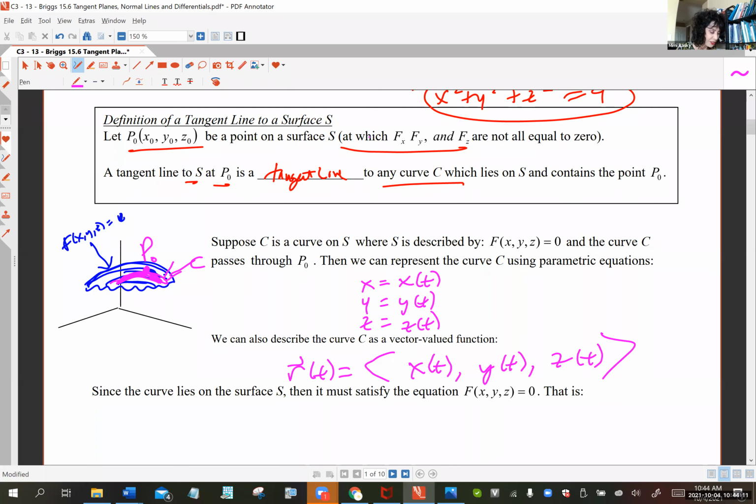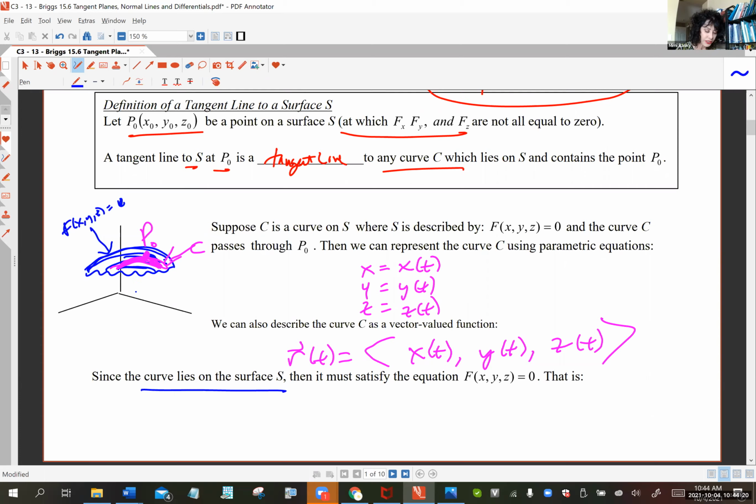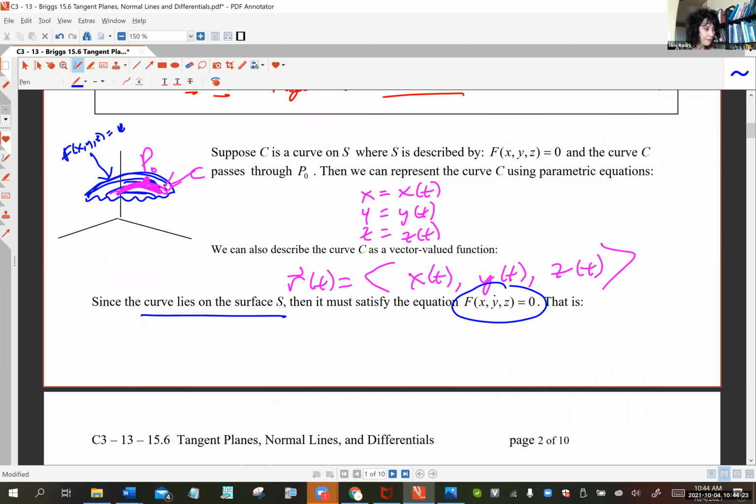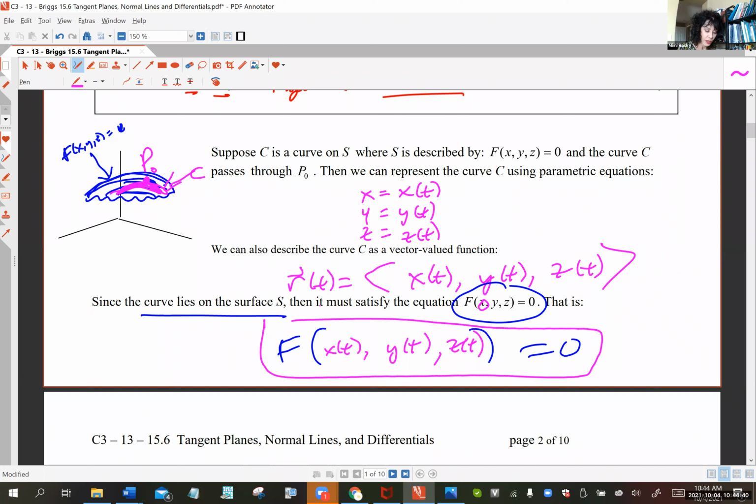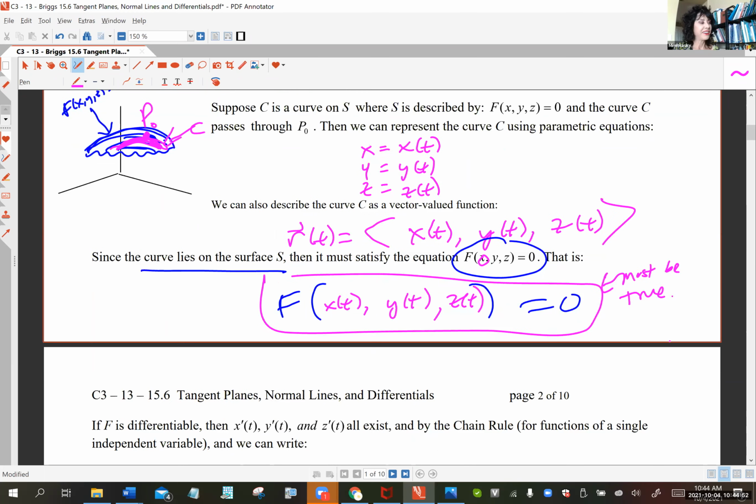All right, now here's the cool part. I'm going to need all of your knowledge from these past couple weeks. Since this curve lies on my surface S, it has to satisfy this function. What does that mean? Well, that means if I plug in x of t for x, y of t for y, and z of t for z, it still better satisfy this equation. It still must be true. Why? Because the curve is sitting on the surface, so it's got to satisfy the surface's equation. Otherwise, we're in trouble.